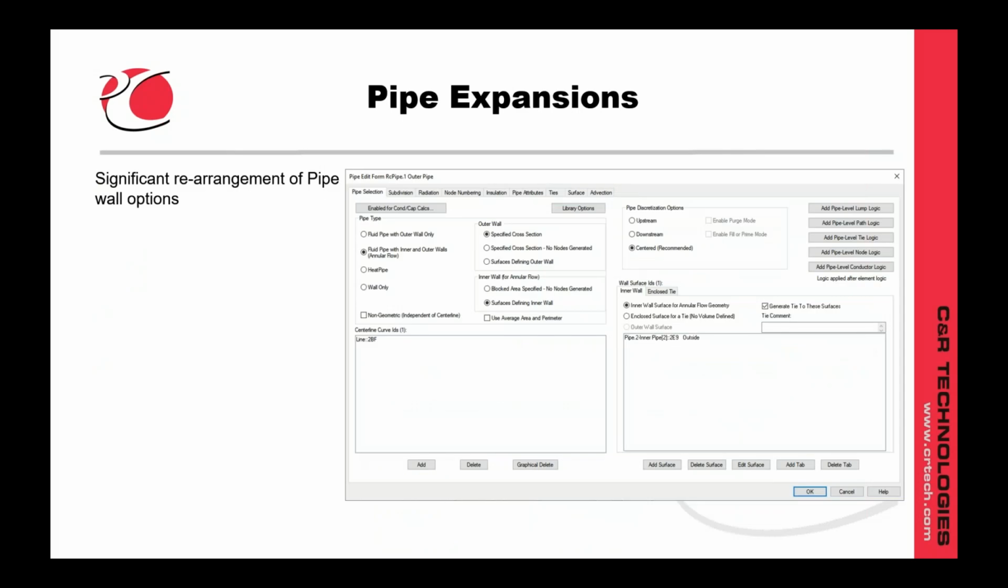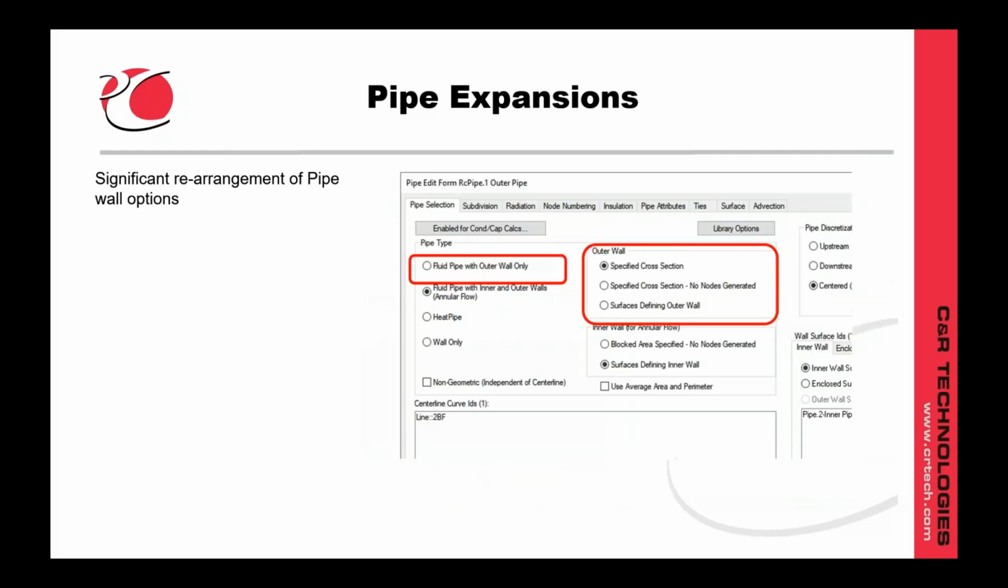We made a bunch of expansions on pipes. So I'm going to try to walk you through some of these. Some of them get pretty complex. A lot of it is just a reorganization of the form. For example, if I go and select a pipe with what used to be called a pipe with wall, it is now a pipe with outer wall only.